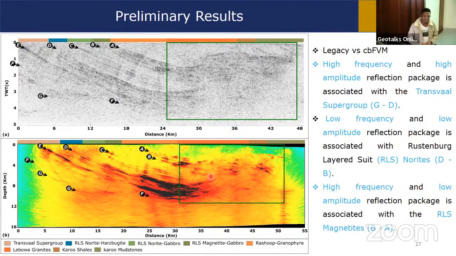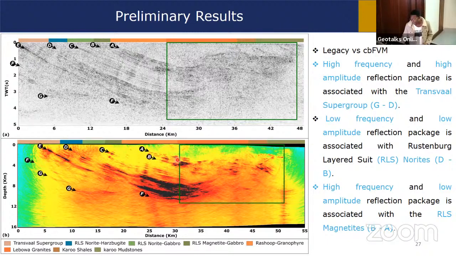Now, comparing the legacy post-stack time migrated section with the newly coherency migrated section, the interpretation of the southern half of the section is analogous, with the high frequency, high amplitude reflectivity associated with the Transvaal Supergroup, and the low frequency, low amplitude reflections from D to B associated with Rustenburg Layered Suite norites.